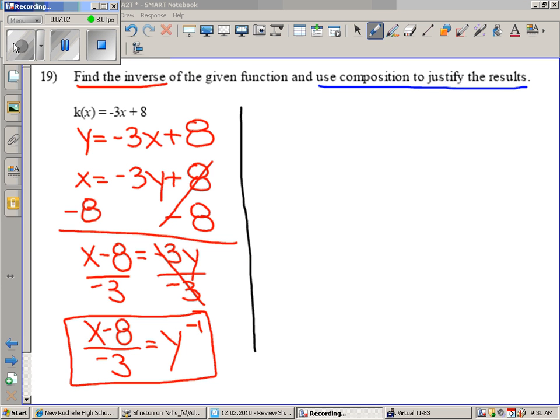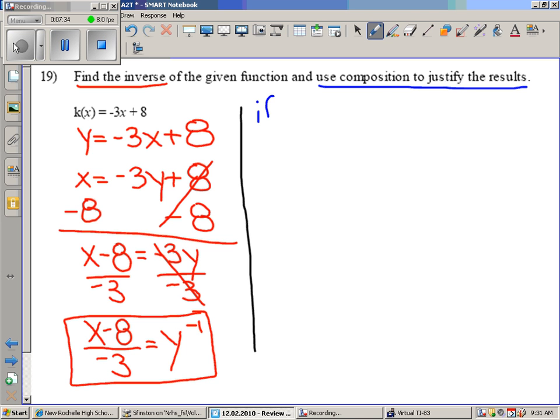Now the part in blue: use composition to justify your results. This is really training for your pre-calc class. There is something that I wrote down yesterday that you will have to remember. And if you remember it, it's worth 1 out of the 4 points awarded for this particular problem. Here's what you have to write down.